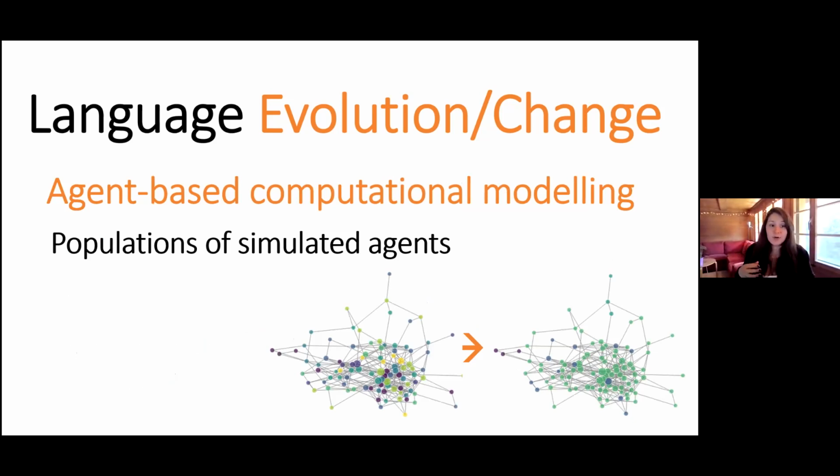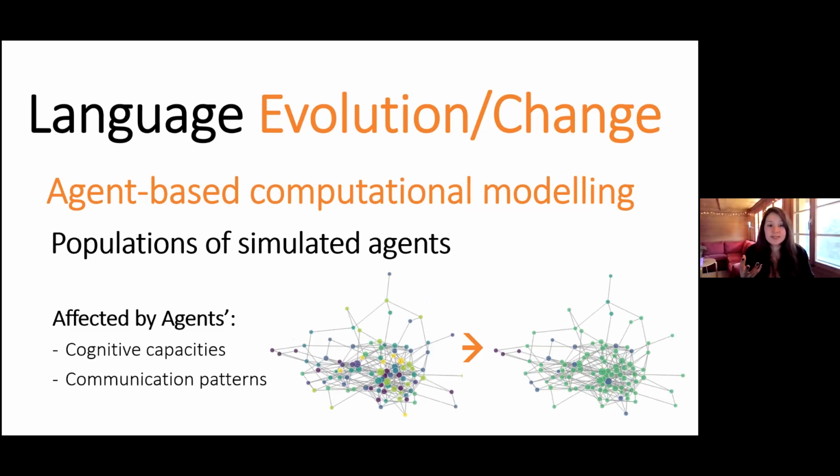Most importantly, these models allow us to examine how this process of conventionalization is affected by the agents' cognitive capacities and their communication patterns. This is done by manipulating things like how flexible or stubborn these agents are, so how likely they are to adopt other people's variants. Or do they have a preference for some variants over others, what is sometimes called a content bias? How many variants can they store in their memory at the same time? And also, who do they tend to copy from?